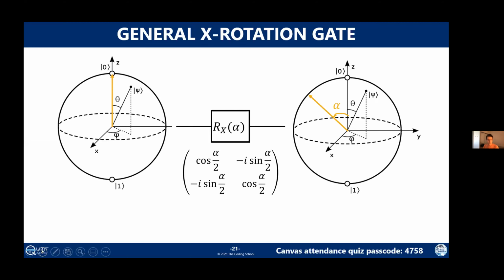Now, this is what the matrix looks like for this calculation. It does have imaginary numbers in it, and it looks a little bit scary. But if you needed to know the matrix representation for, say, a 45-degree x rotation, you could just plug in 45 degrees in all of these spots, and you would get a matrix that gives you that rotation. Note that here, again, we have alpha over 2 instead of just alpha. Again, this is just a convention.